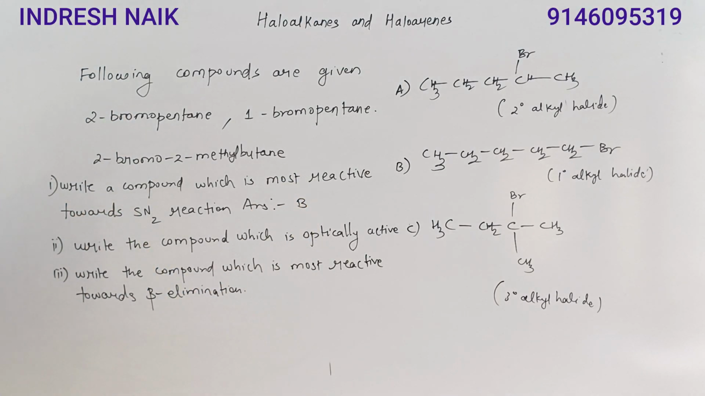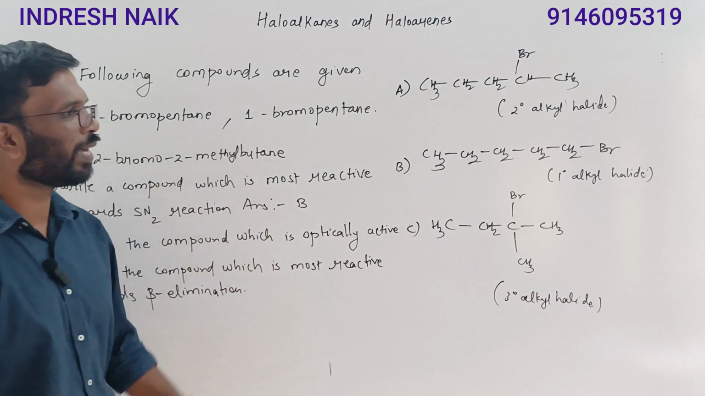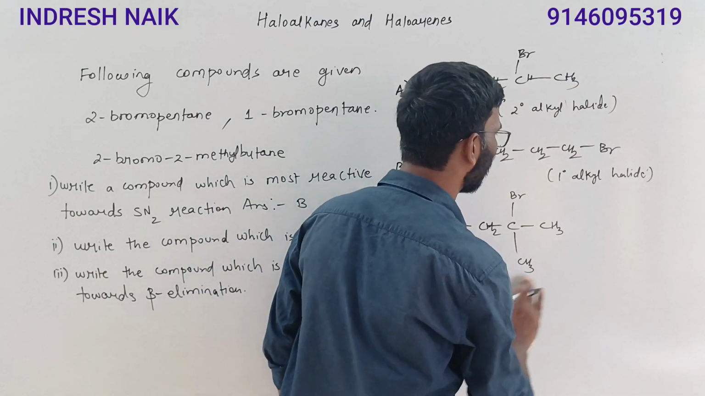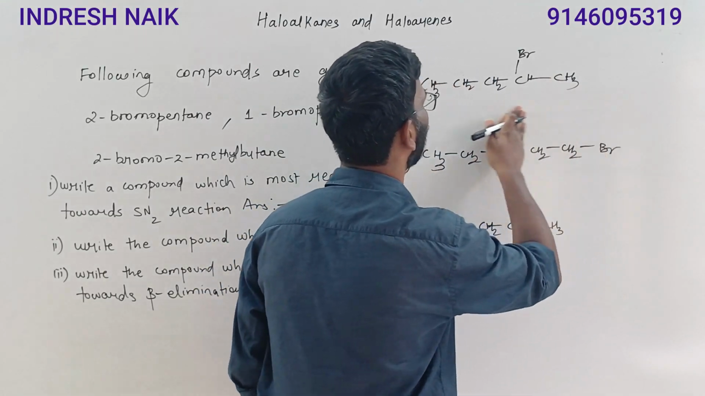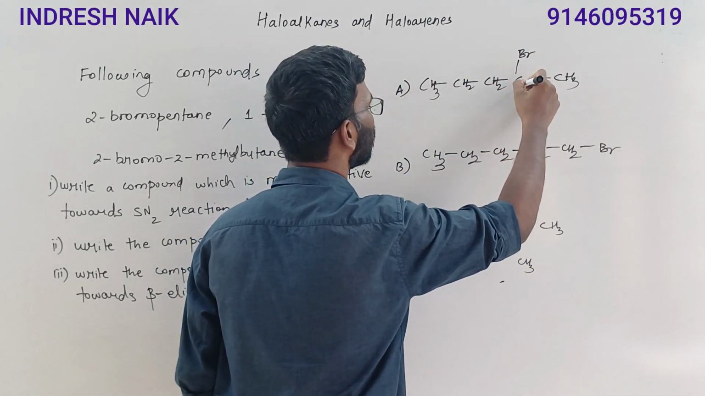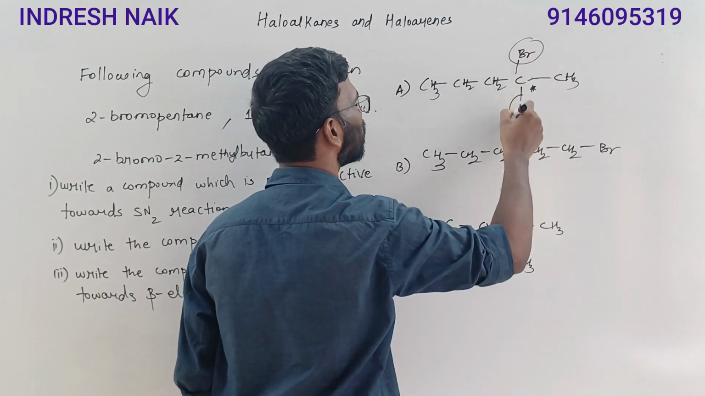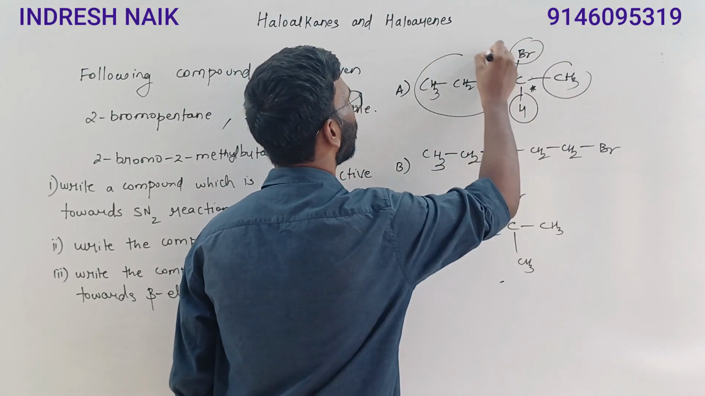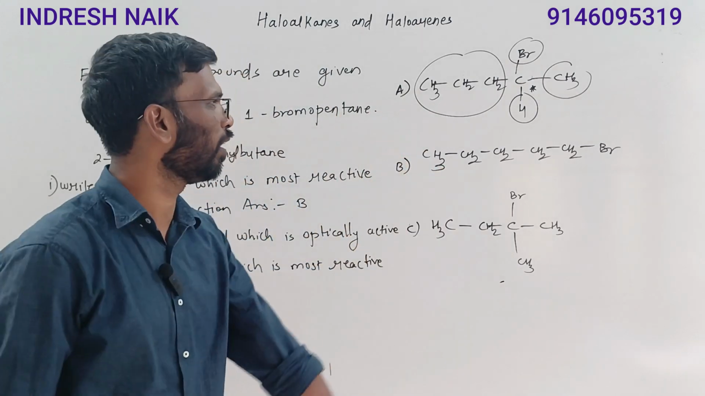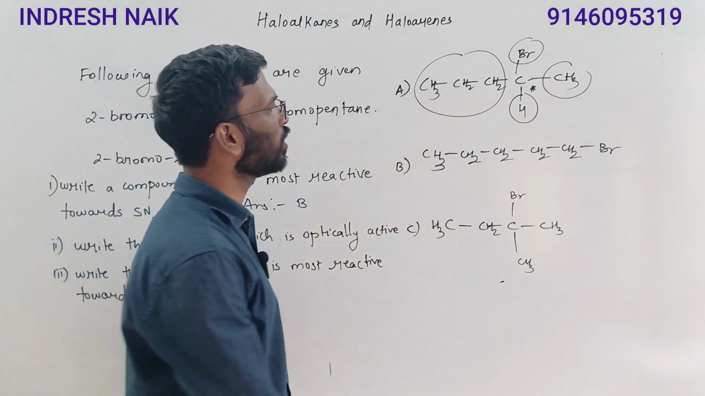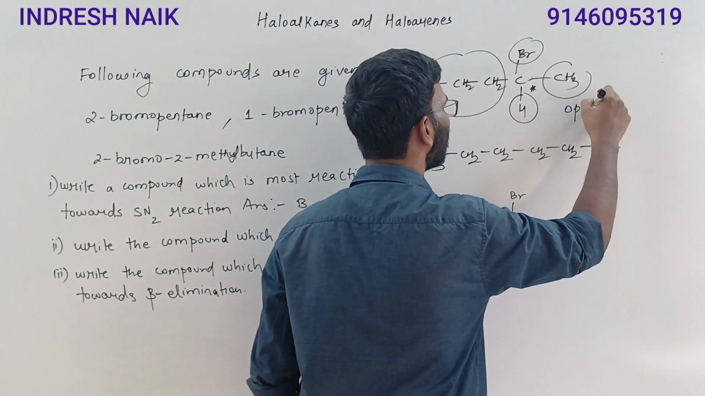Write the compound which is optically active. You see that there should be at least one chiral carbon for the compound to be optically active. This is the only carbon which is chiral. This is Br, this is hydrogen, this is methyl, and this is propyl. All 4 groups attached to it are different. So this is the chiral carbon. So this compound is optically active.